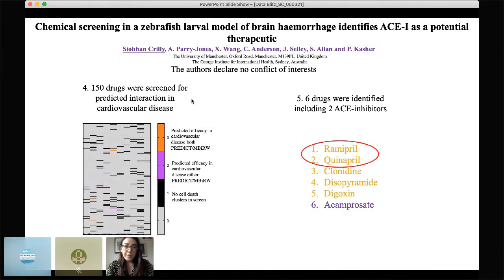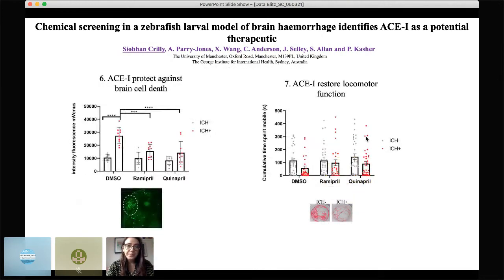From the 2,000 compounds screened in the Spectrum library, we identified 150 drugs that were positive for ameliorating brain damage after hemorrhage. And to cut this list down, we used the PREDICT and random walk databases of drug-disease interaction predictions based on cardiovascular interaction to limit this list to 6. And out of these 6 drugs, 2 were ACE inhibitors. So we decided to proceed with these due to clinical interest.